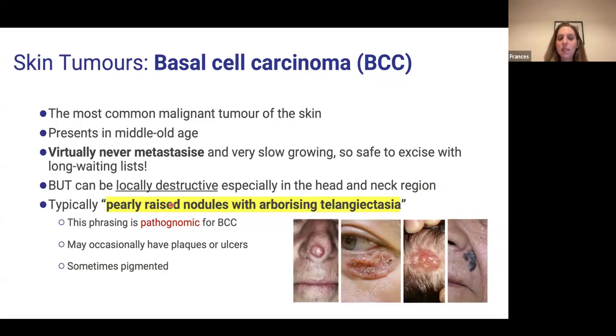You would know it's a BCC because it's going to be called a pearly raised nodule, and it has arborizing, so branching like a tree, telangiectasia. These are these blood vessels. You can see it best here, these little blood vessels kind of threaded through the lesion. And this means this is definitely a BCC. That's essentially pathognomonic for BCC. Occasionally you get plaques, sometimes you get ulcers as well, and sometimes they can be pigmented. So like this one here, which might resemble a melanoma.